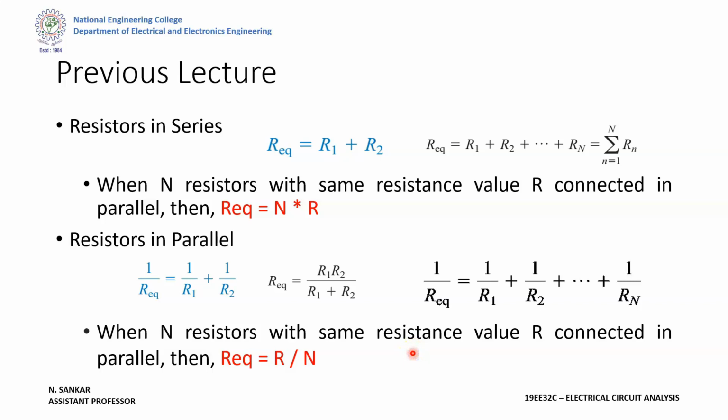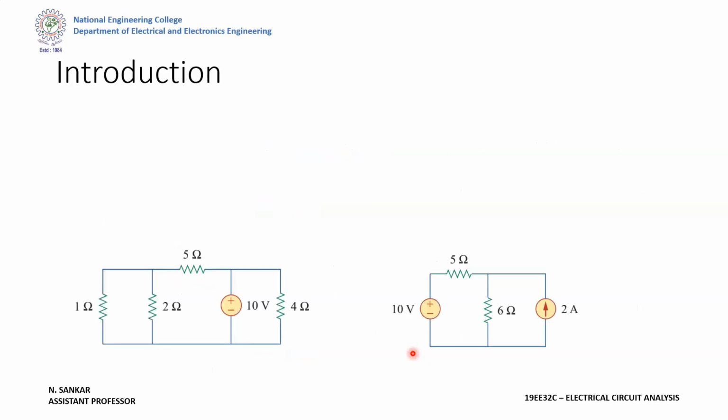So today our aim is to find the nodal voltage using nodal analysis. Before that, I just want to recap what a node is. A node is nothing but a connection of two or more branches. If you see this circuit, we have 5 branches, that is 1 ohm, 2 ohm, 10 volt, 4 ohm and 5 ohm. These are the branches.